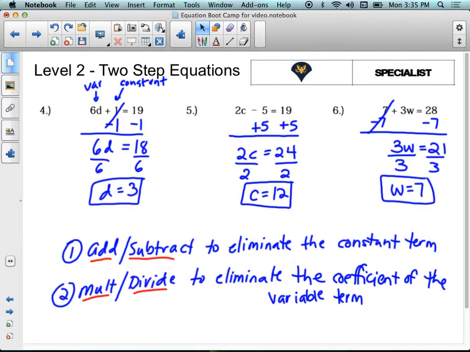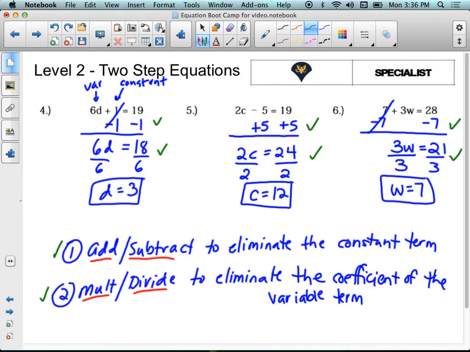All right? Notice that in each of these two-step equations, the first thing we did was add or subtract to eliminate the constant term. Add or subtract. The next thing we did was multiply or divide to eliminate the coefficient of the variable. In this case, number 1, 6 was the coefficient, we divided by it. Number 2, 2 was the coefficient, we divided by it. In number 6, 3 was the coefficient, we divided by 3.